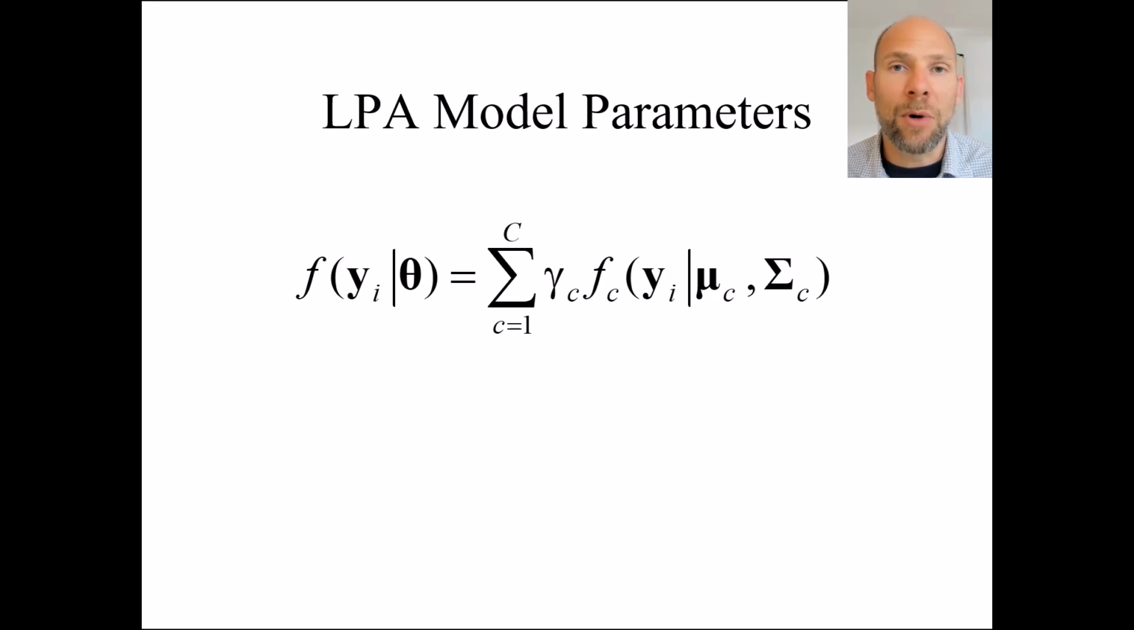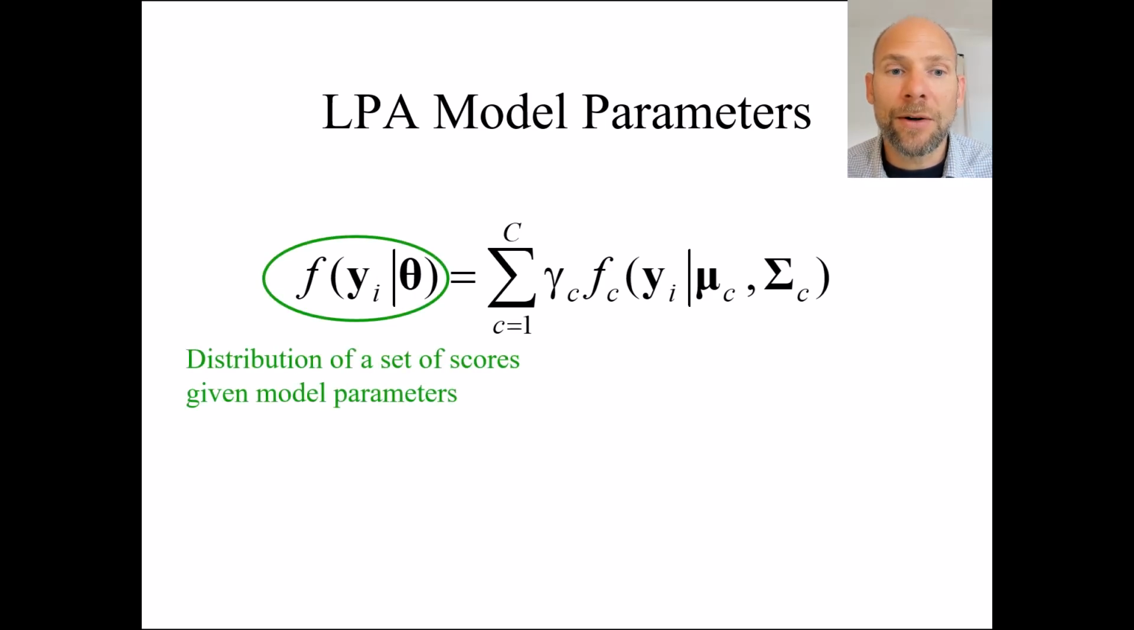profile analysis model. And for that, I'm showing you the model equation here of a latent profile model, where you can see on the left-hand side the distribution of a set of observed scores given model parameters. So the yi vector here is our vector of observed variables, where we have the big 5 in this case, so 5 variables, and the theta here indicates a set of model parameters. And then on the right hand side you have the model parameters.